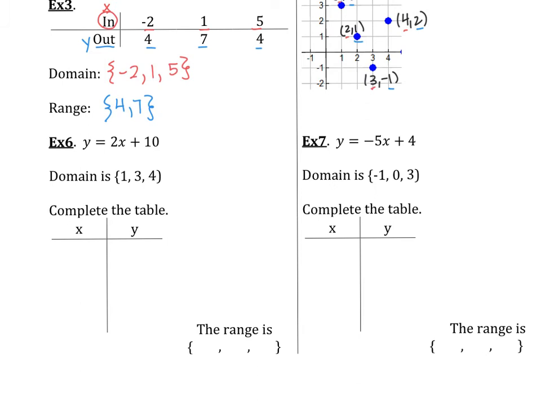Okay, for the last two examples, they're going to give me a function as an equation, but they're just going to give me the domain values. They're called discrete domain values, and I'm going to plug them in to figure out what the range is. Okay, so let me first look at this problem. Example 6, it tells me y equals 2x plus 10. Next, they tell me the domain is 1, 3, 4. Now, when they tell me the domain is 1, 3, 4, what they're telling me is the x values are 1, 3, and 4. So on my table, I'm going to plug in 1, 3, and 4.